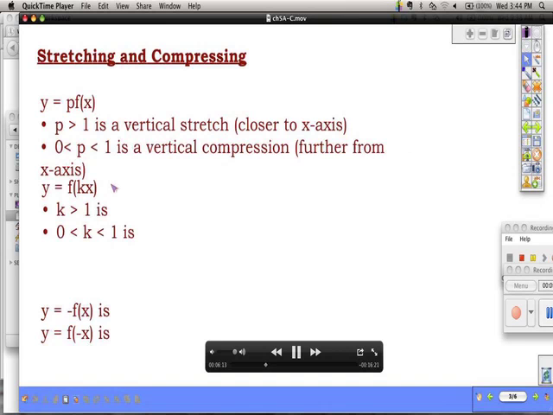If we have a constant k inside the parent function and we're multiplying it, it behaves backwards from what it does with the vertical stretch or compression. If k is greater than 1, it's a horizontal compression. If k is between 0 and 1, it's a horizontal stretch.